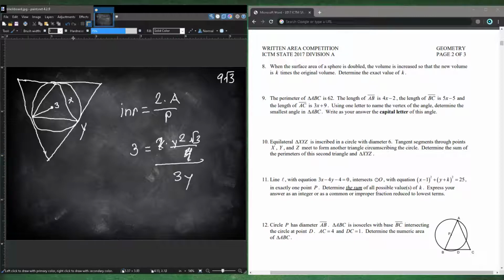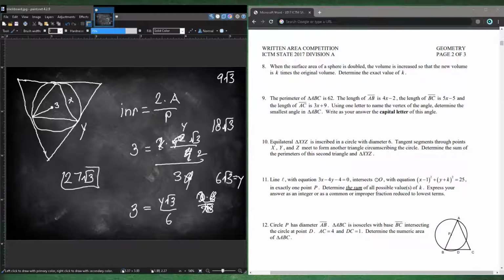So 2 and 4 here make a 2, and y and y squared here make a y. So this simplifies to 3 equals y√3 divided by 6. So that's 3 times 6 divided by √3, multiplied by √3 on the top and bottom. So this 3 cancels with this 3, makes 6√3, right, equals your y. Now multiply by 3, because one of the side lengths is 6√3, so all 3 would now be 18√3. Now add those together to get the sum of the total perimeters, which is 27√3, which is your answer for number 10.